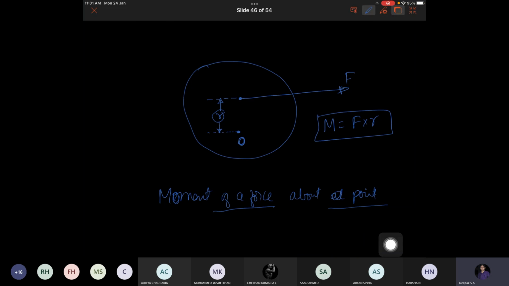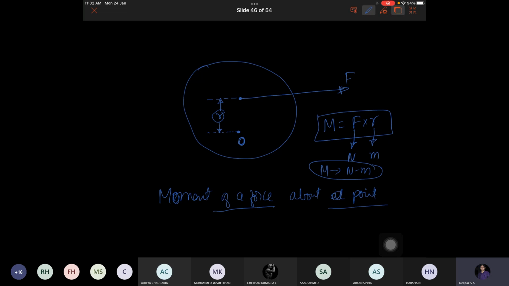Since moment is a force into perpendicular distance, what will be the unit of the moment? Newton meter. Force has unit Newton and the radius has unit meter. So the total moment will have the unit of Newton meter.